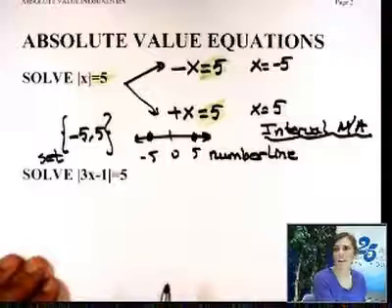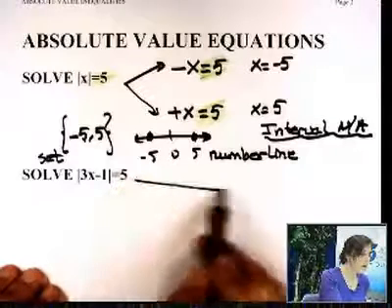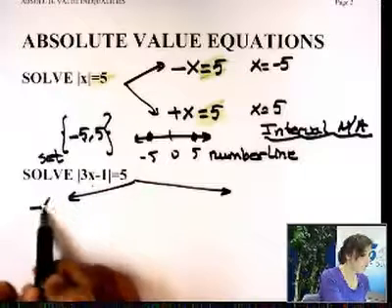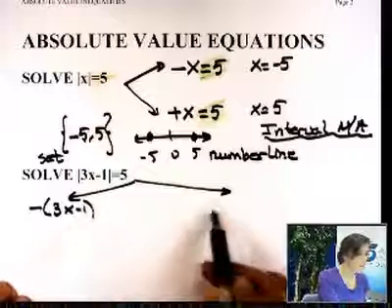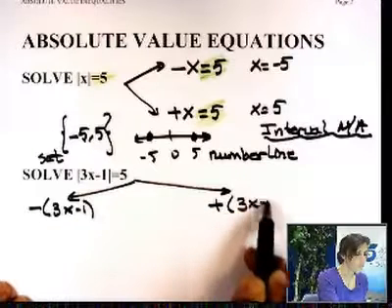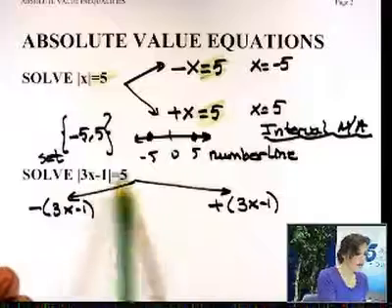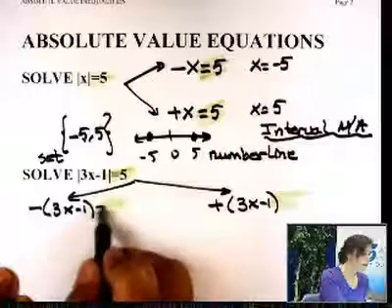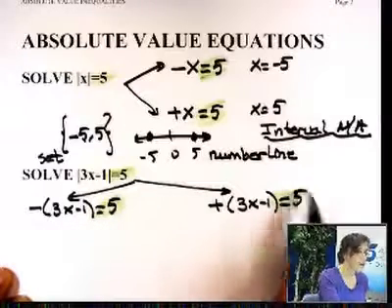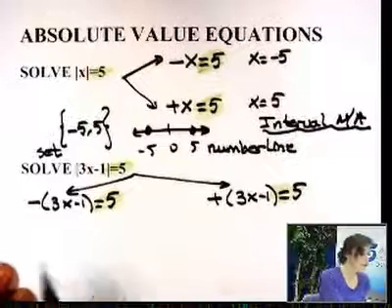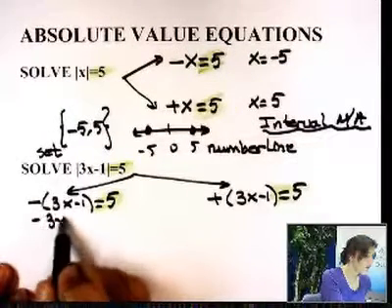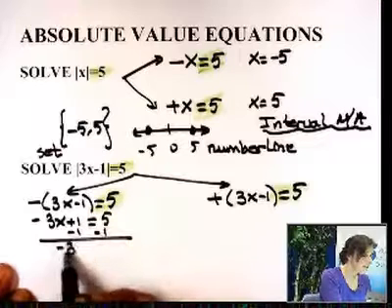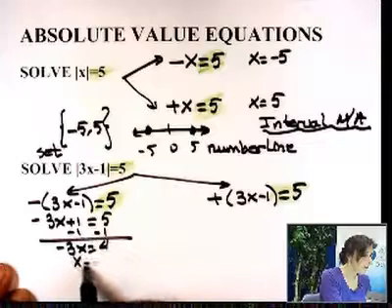Let's look at this. The same way. You're going to have two parts. One is the negative part, put parentheses around it. One is the positive part, put parentheses around it. Then write down this equal part, equal 5, equal 5, and solve. Okay, this is going to give me -3x plus 1 equals 5. Subtract 1. -3x equals 4. x equals -4/3.